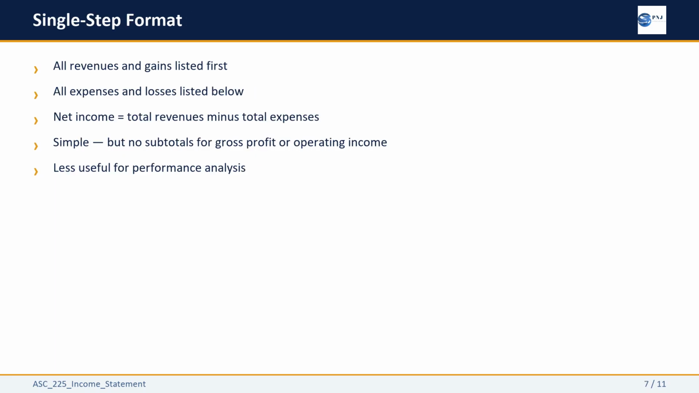The single-step format is exactly what it sounds like: one step. You add up all revenues and gains, you add up all expenses and losses, and you subtract. Done. It is clean and simple. The problem is that it gives you almost no analytical insight. You cannot see the gross margin. You cannot see what the company earned from its core operations before financing and tax effects. For a small private company keeping things simple, it might be fine. For any engagement where analysts will be reading the results, it falls short.